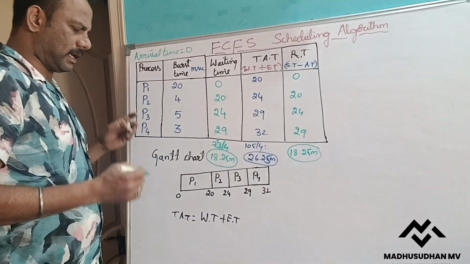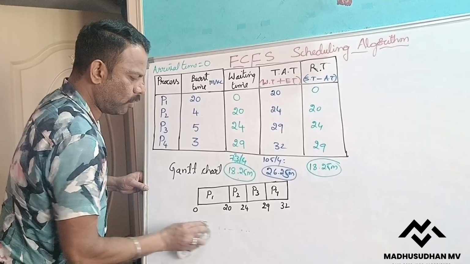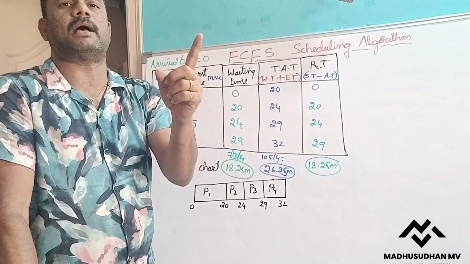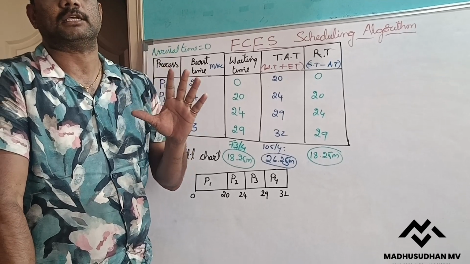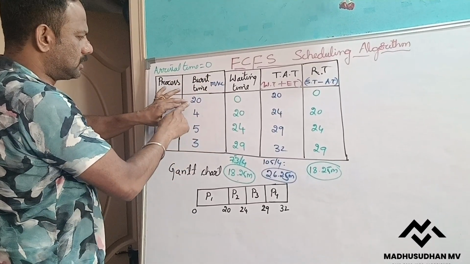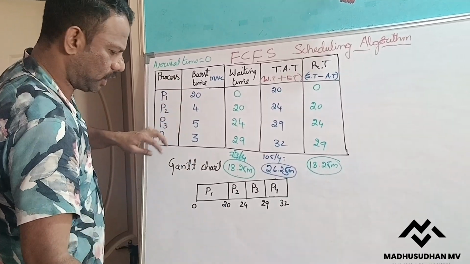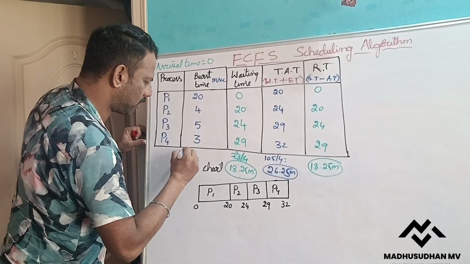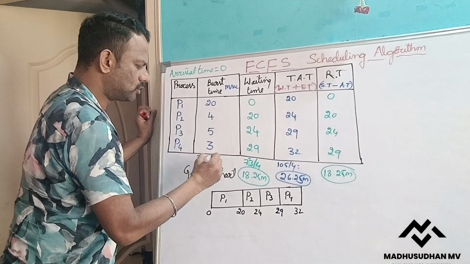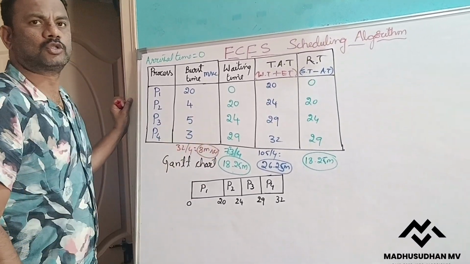Now in the exam sometimes they will ask throughput, that is one more scheduling criteria. What do you mean by throughput? Sum of execution time of all the processes divided by the number of processes. So you add all these things, sum of execution time: 20, 24 plus 5, 29, 29 plus 3, 32. 32 divided by 4, correct? You got how much? 8 milliseconds. So this is the throughput.